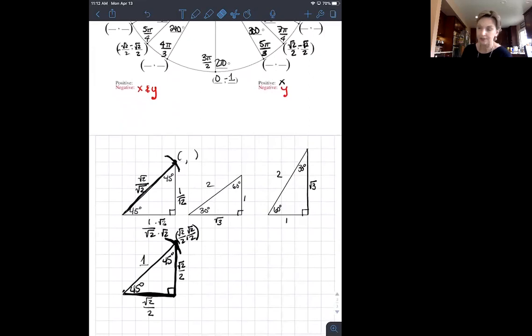Okay, this is our basic 30, 60, 90 degree right triangle. Okay, now it has a hypotenuse of 2, and in our unit circle, we can't have a hypotenuse of 2. We need the radius to be 1. So what we have to do is divide everything by 2.